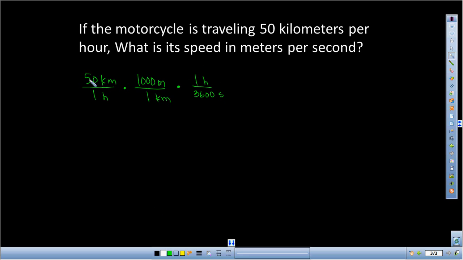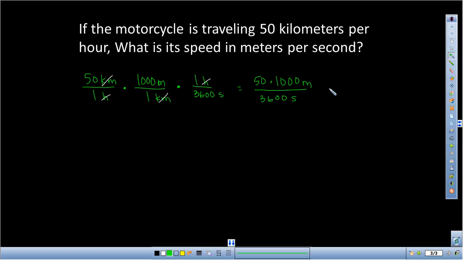So as we look at this, we have 50 kilometers per 1 hour multiplied by 1,000 meters per 1 kilometer multiplied by 1 hour per 3,600 seconds. Okay, well, as it so happens that kilometers will cancel kilometer units and hours will cancel the hour units, and so we're left with units of meters and seconds. When we multiply, we get 50 multiplied by 1,000, and the units that remain are meters. And in the denominator, we have 1 times 1 times 3,600. So we have 3,600 units of seconds.